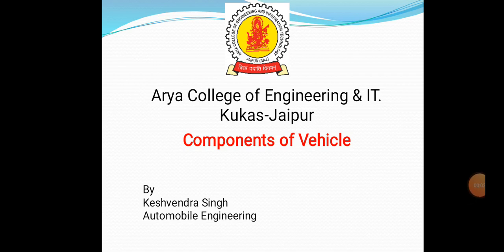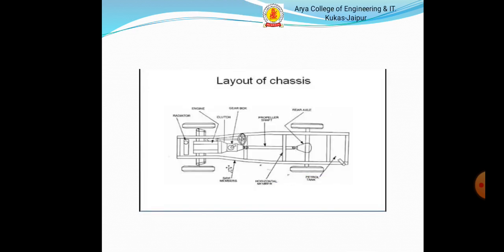Today we are discussing the topic of components of a vehicle. In this picture we can see the layout of the chassis. On this chassis different types of components are mounted, which are briefly discussed in the next slides.